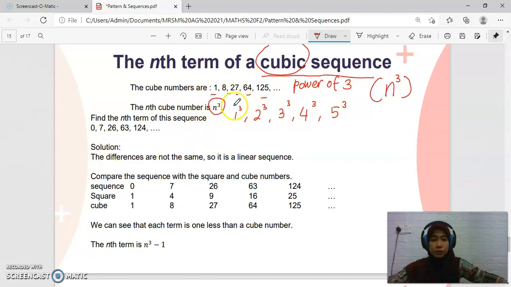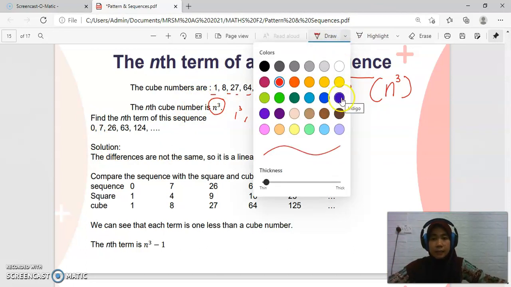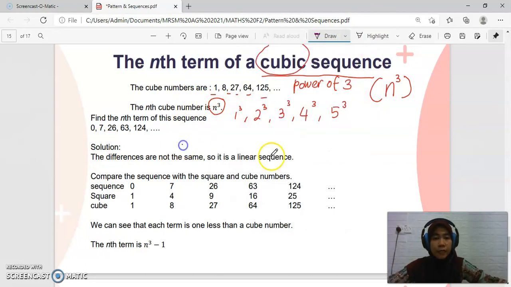So, soalan seterusnya, find the n term of this sequence. We have 0, 7, 26, 63, 124. Kita check dulu. Ingat tadi first step is awak check the differences. Kalau tak sama, maknanya dia bukan. So it's not a linear sequence.